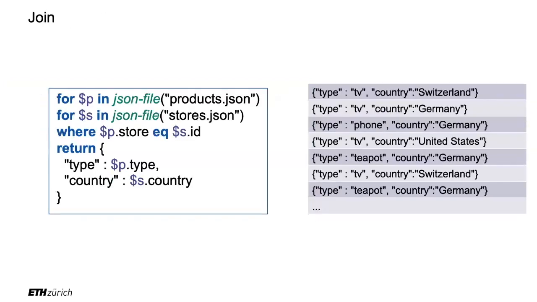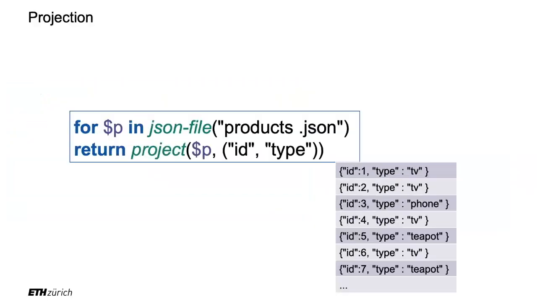Okay. Then I have joins. What is a join in SQL? It's when you have select from with 2 tables, and then in the where clause, you put the predicate. Well, that's the same here. For every product and every store, where the store of the product matches the ID of the store. That's my join criterion. And now it's combining these 2 data sets.